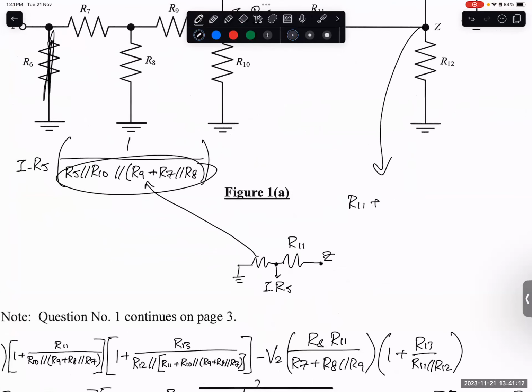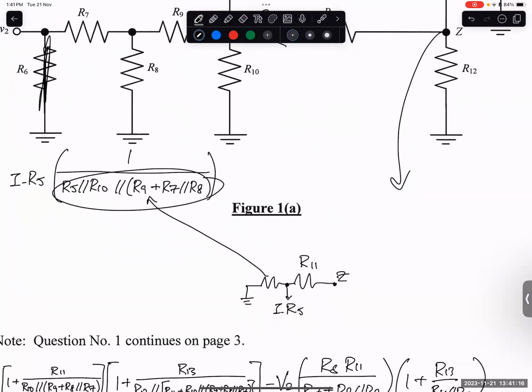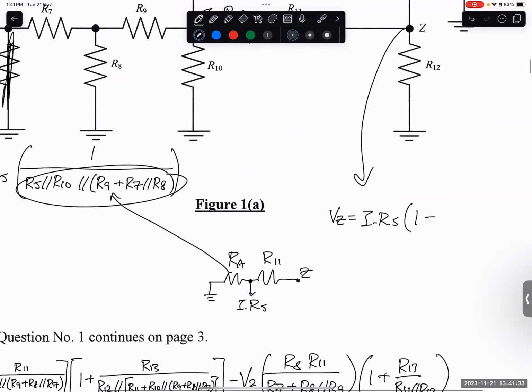Okay, so it's basically just a voltage divider, right? So to find the voltage at Z, I just take this as RA, for example. So VZ is equal to this voltage here, I minus R5, multiplied by 1 plus R11 over R11 plus RA. Or if not, I do a longer form, right? It's actually just RA plus R11 over, sorry, not, yeah, correct.